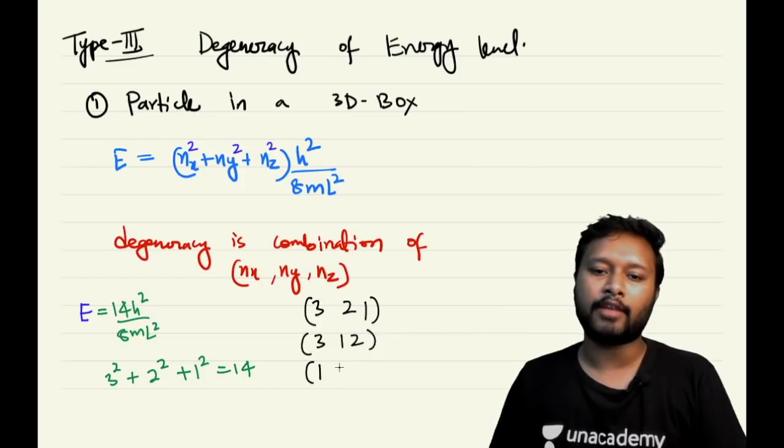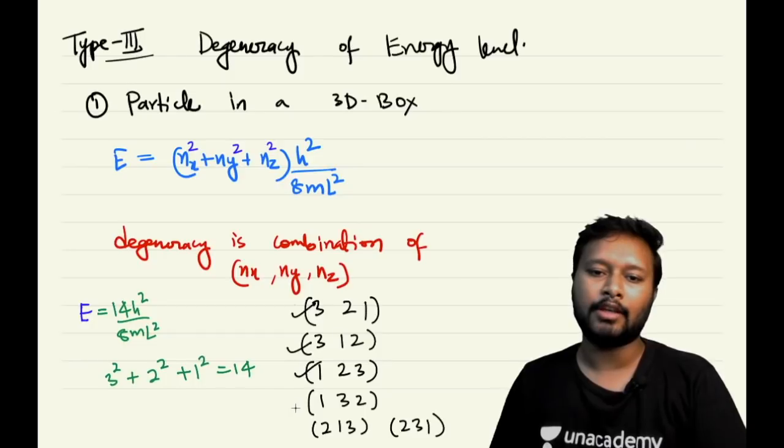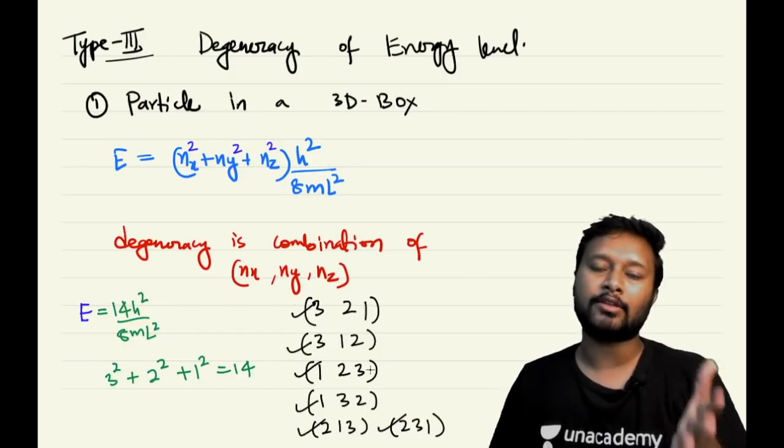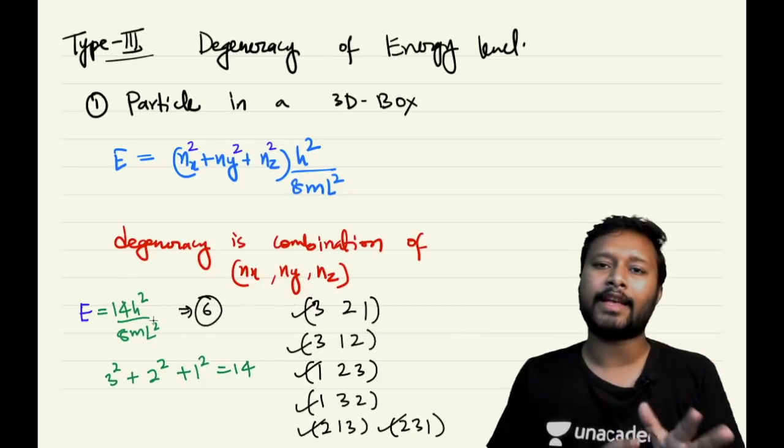The third one goes like 1, 2, 3, or 1, 3, 2. Then I can have 2, 1, 3, or I can have 2, 3, 1. So how many combinations did I get? I got combinations 1, 2, 3, 4, 5 and 6. So 6 combinations. So the degeneracy of this particular energy level will be 6. Okay, so it's as simple as that.